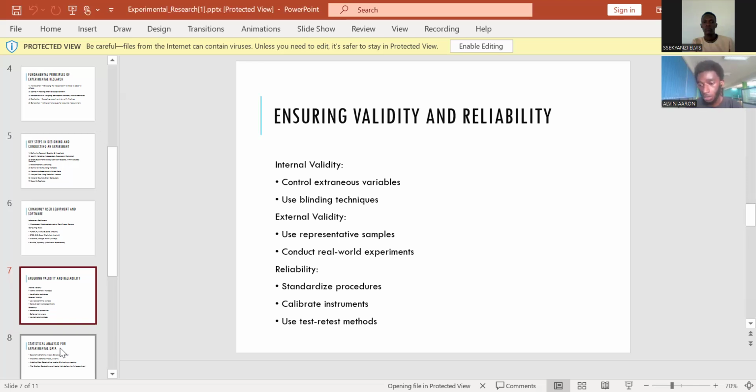We use test-retest methods to ensure that, after testing a number of times, we are getting what is actually required, or the values that we're getting are actually consistent after a number of times of testing.